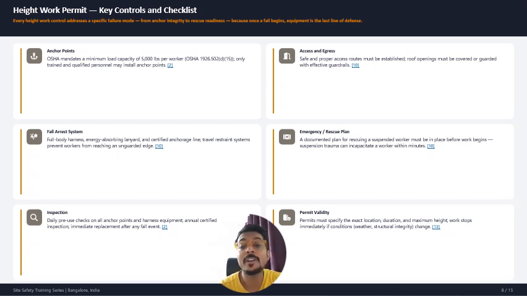Emergency rescue plan: a documented plan should be ready before the work, not after. Suspension trauma prevention must be in place before the work begins, and workers inspected within minutes. Inspection: daily pre-checks of all anchor points and harness equipment, annual certified inspection, and immediate replacement if any fall happens. Permit validation: the permit must specify exact location, duration, and maximum height of work, and be revalidated if conditions like weather and structural conditions change.